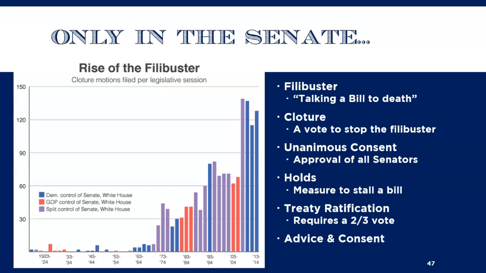And then the last part of this one is advice and consent. This basically deals with confirming presidential appointments. We talked earlier about how Betsy DeVos was confirmed. Any kind of members of the cabinet, ambassadors, federal judges, all the Supreme Court justices, this is all what the Senate does. They're the ones that get to determine whether or not a presidential appointment goes through.